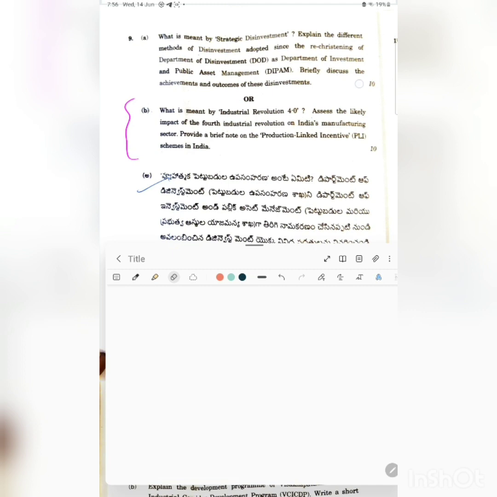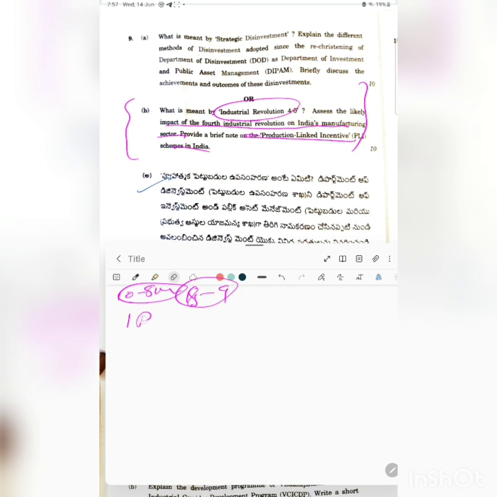Then I started writing what is meant by Industrial Revolution 4.0, assess the likely impact of Industrial Revolution on Indian manufacturing sector, and provide a brief note on PLI scheme. So again, I wrote when I had only 10 minutes or some 8 minutes for this question, because in the last half an hour I had to write a lot of questions. So I roughly took 8 to 9 minutes for writing this.